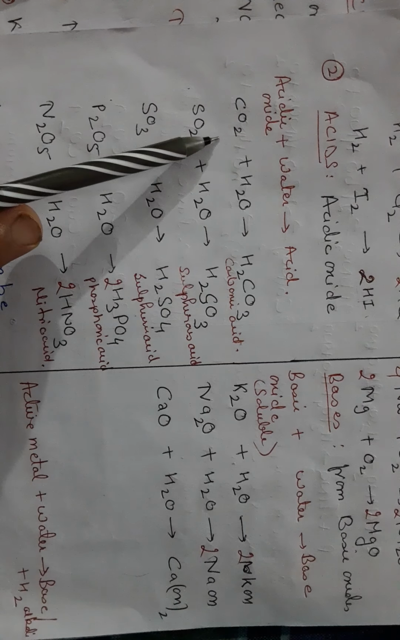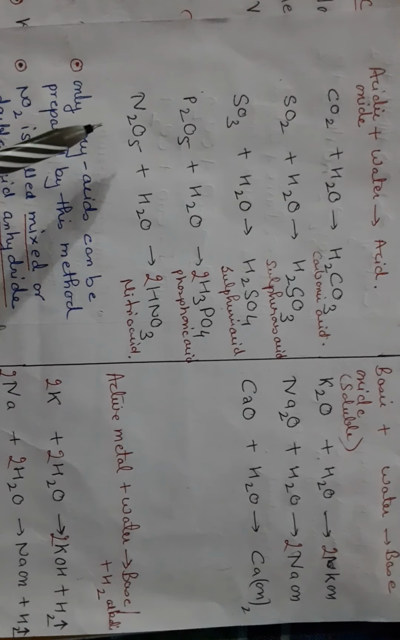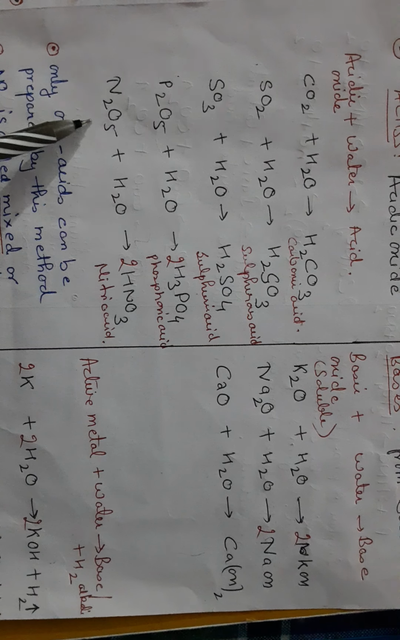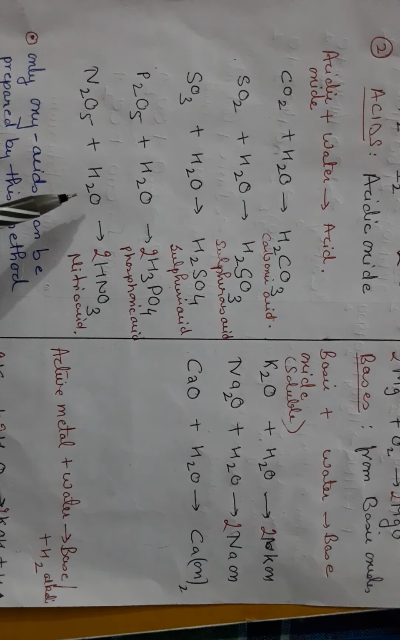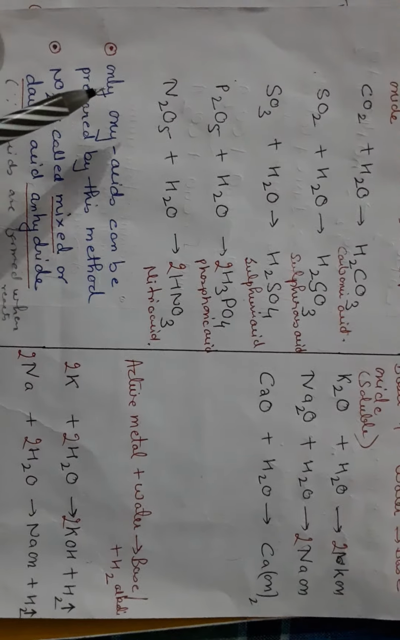So here the acidic oxides, that is carbon dioxide, sulfur dioxide, sulfur trioxide, phosphorus pentoxide, and dinitrogen pentoxide, are all acidic oxides, and when reacted with water they give acids. Only oxyacids can be prepared by this method.